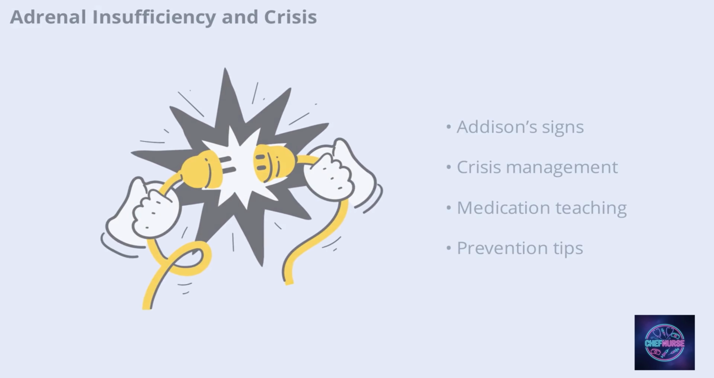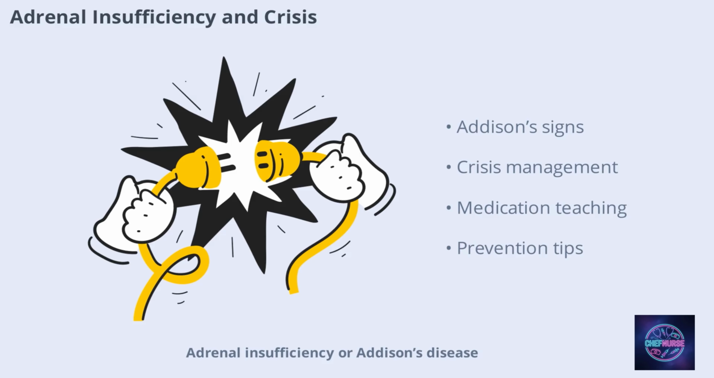Adrenal insufficiency or Addison's disease can lead to life-threatening adrenal crisis. For the NCLEX, know the assessment findings such as hypotension and hyperpigmentation and the emergency interventions required. Patient education on medication adherence and recognizing early signs of crisis is crucial for preventing complications.